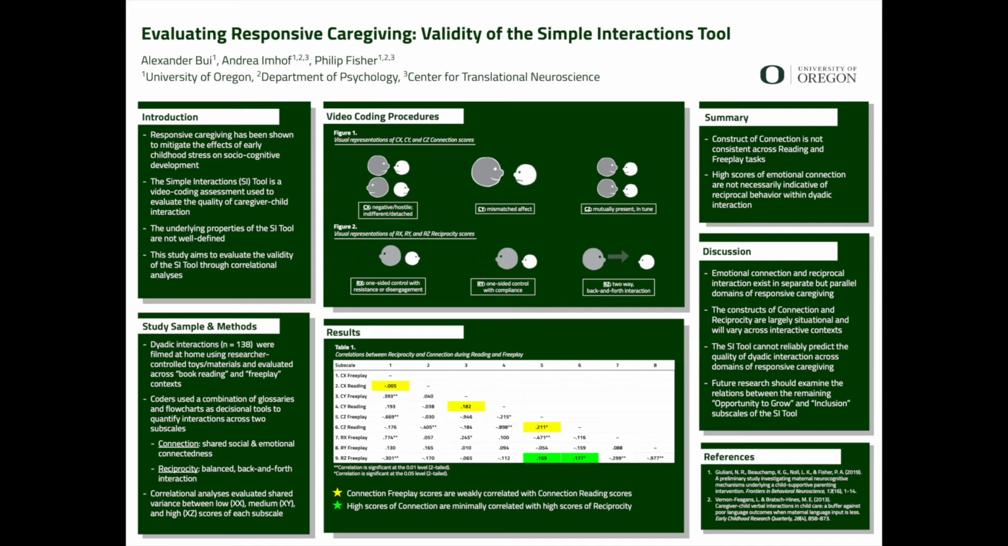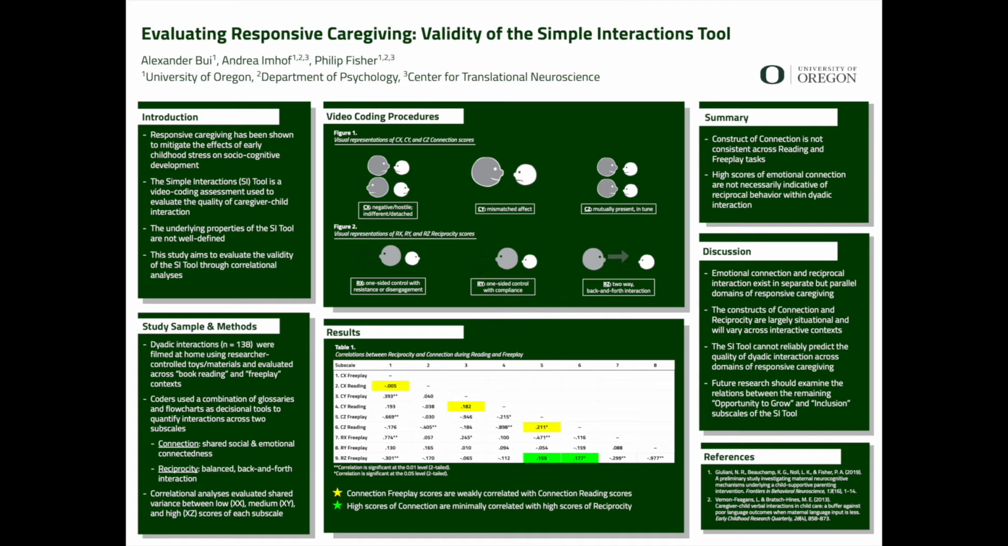Our analyses prompted two primary findings, highlighted in yellow and green in Table 1. In yellow, we found that connection reading scores are only weakly correlated with connection free play scores, with no correlation between CX reading and CX free play whatsoever. This indicates that the construct of emotional connection is inconsistent across tasks.